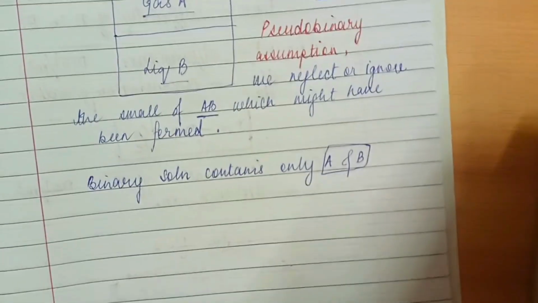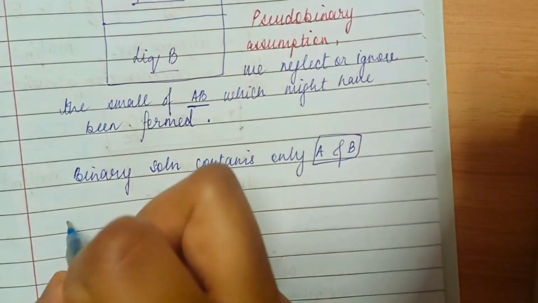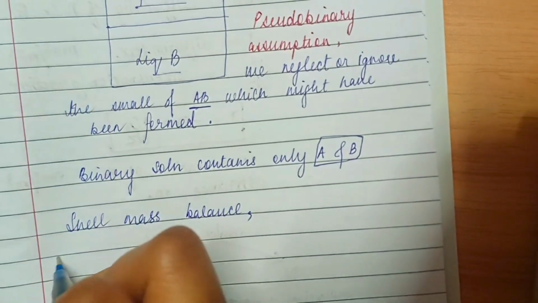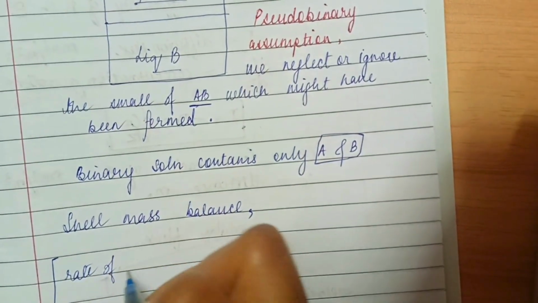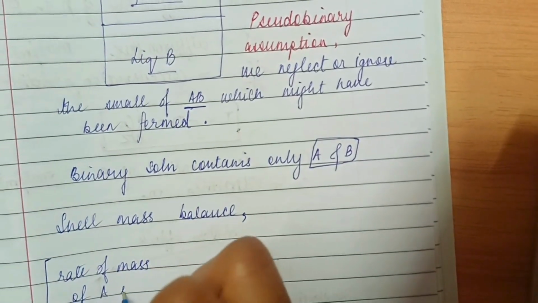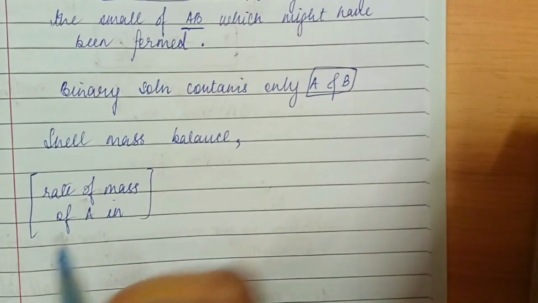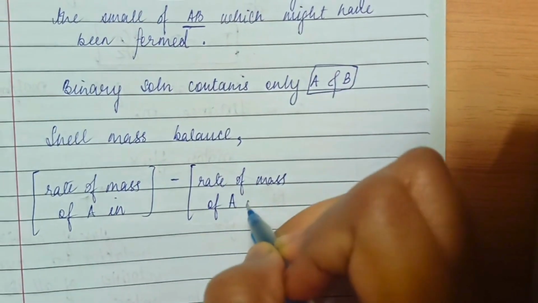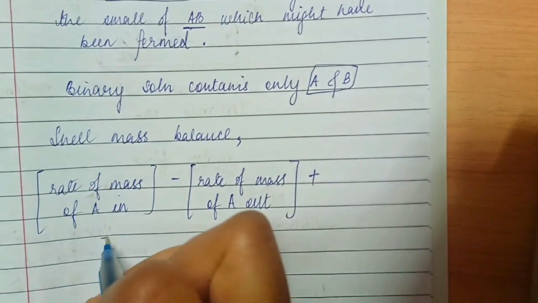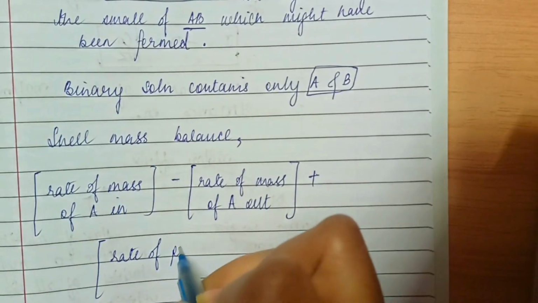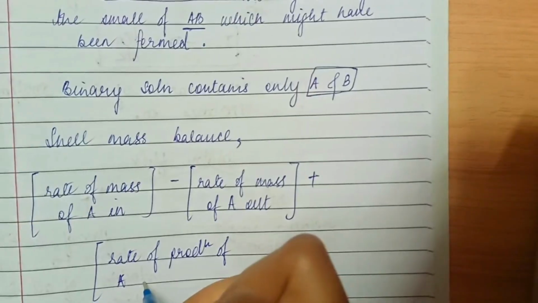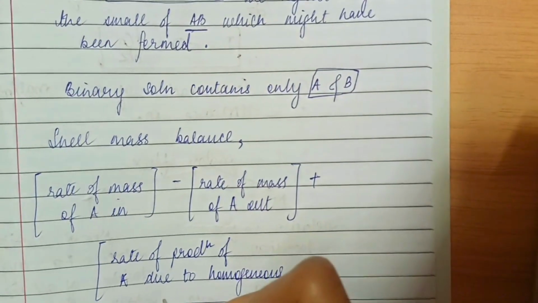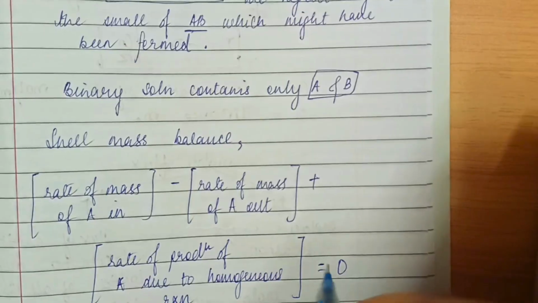Now, as we saw earlier, the shell mass balance we can again write as rate of mass of A in minus rate of mass of A out plus rate of production of A due to homogeneous reaction, which is equal to 0.